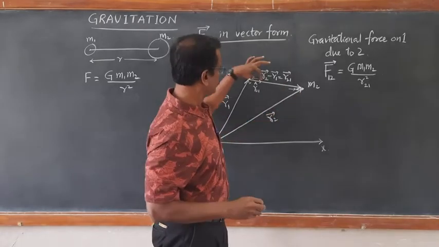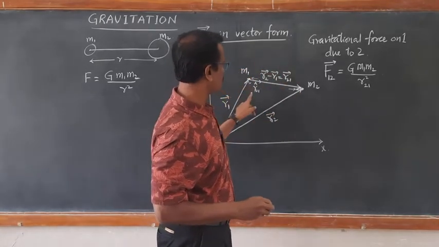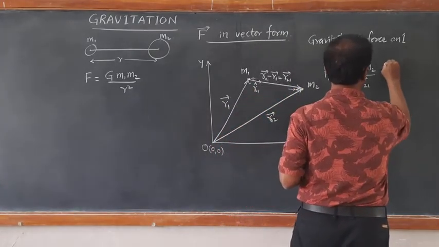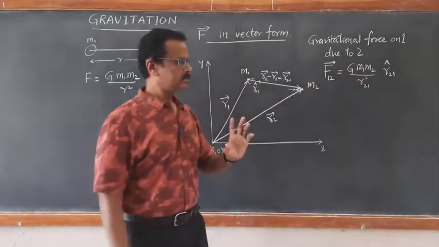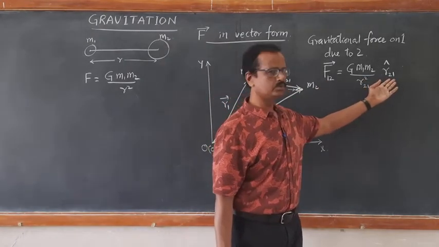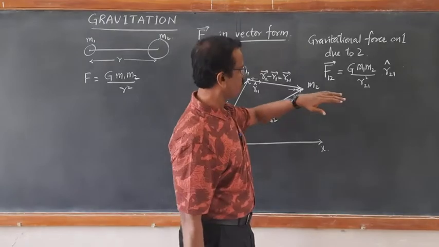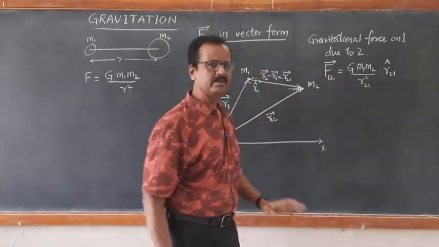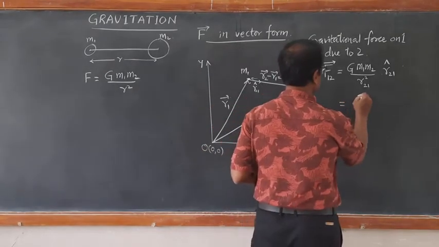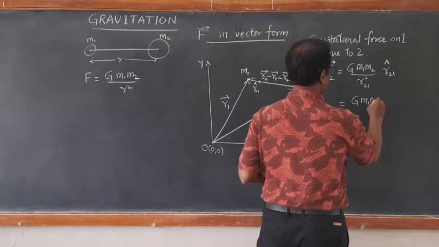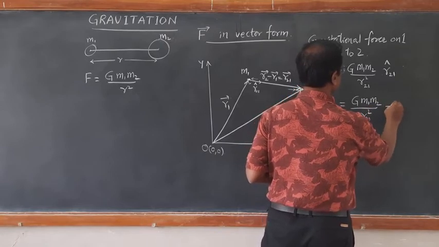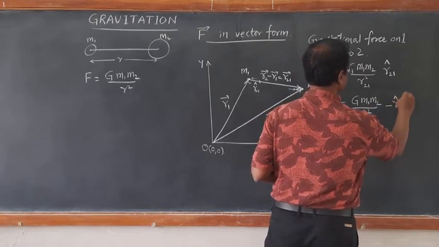So the unit vector directed towards m2 is r21 cap. Remember this, r21 cap. See here, the order is 1, 2, so the unit vector is 2, 1. If you want to write in the same order, then you have to write with a negative sign. Therefore, this becomes G m1 m2 upon r21 square times minus r12 cap.